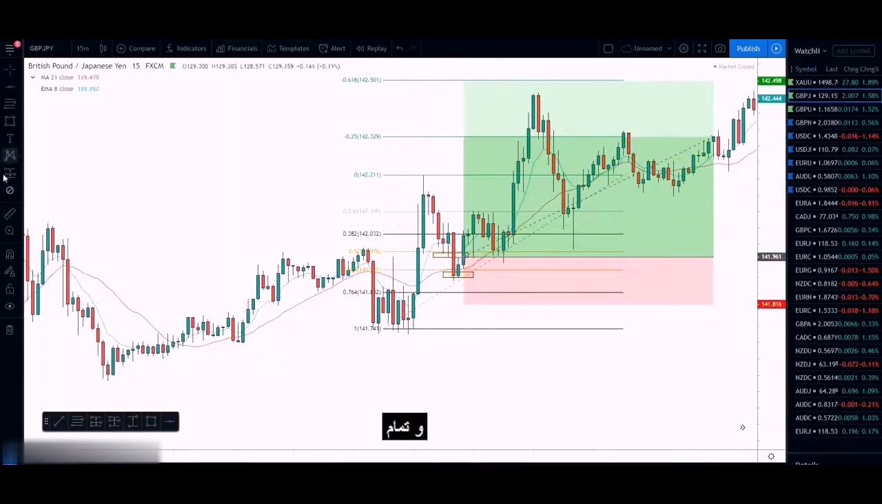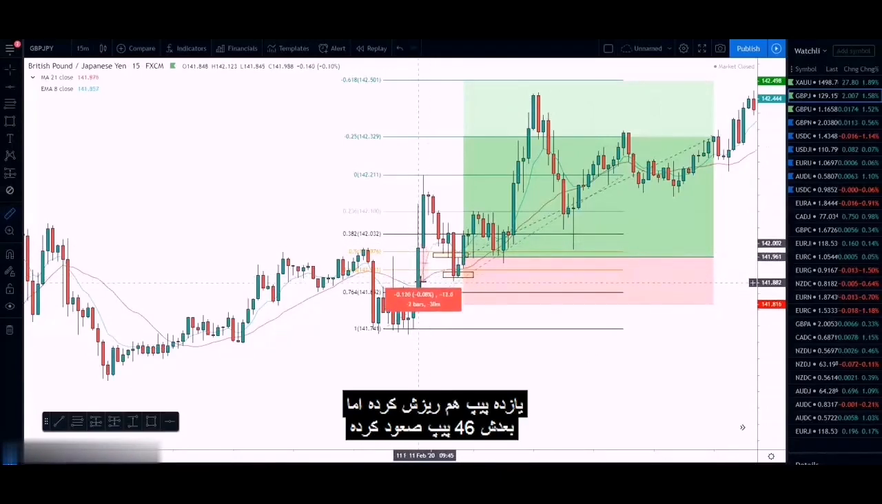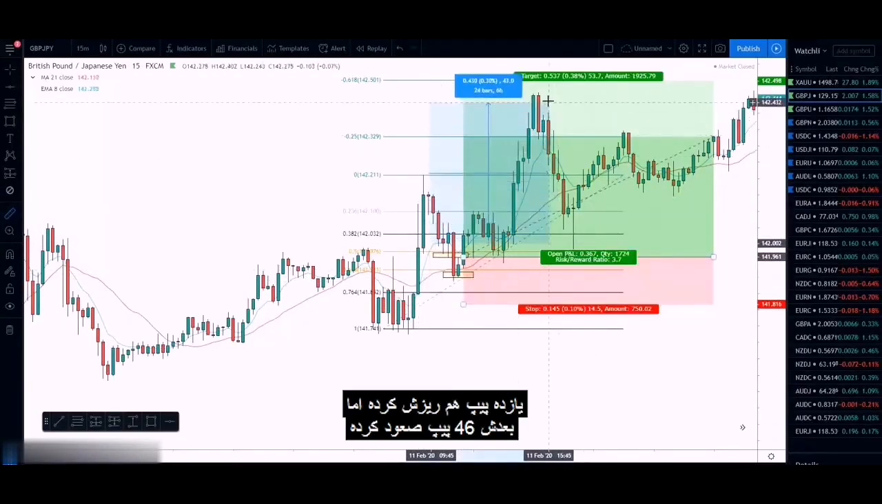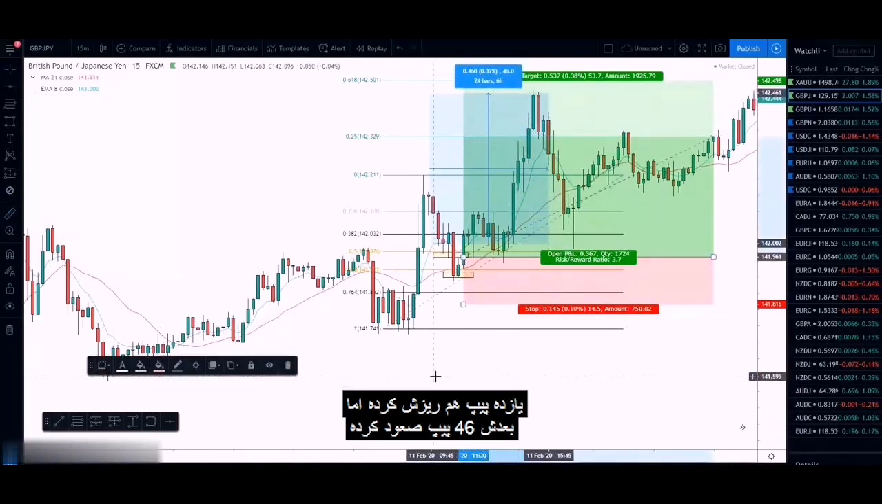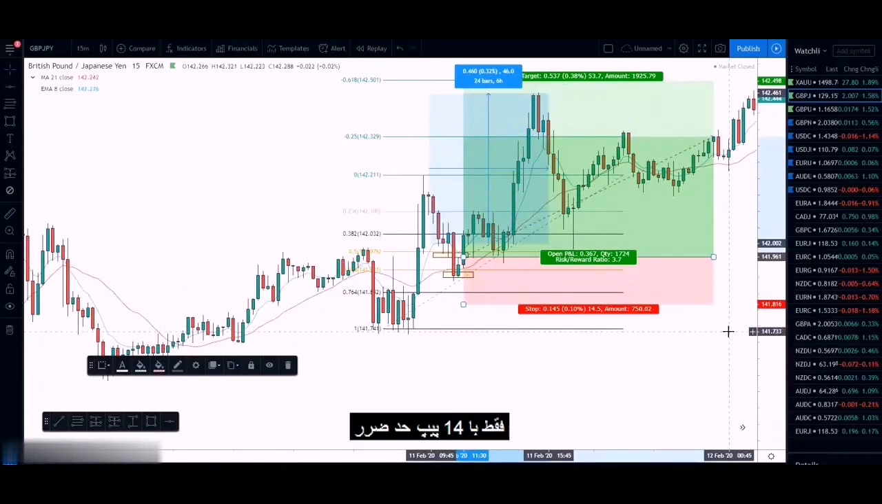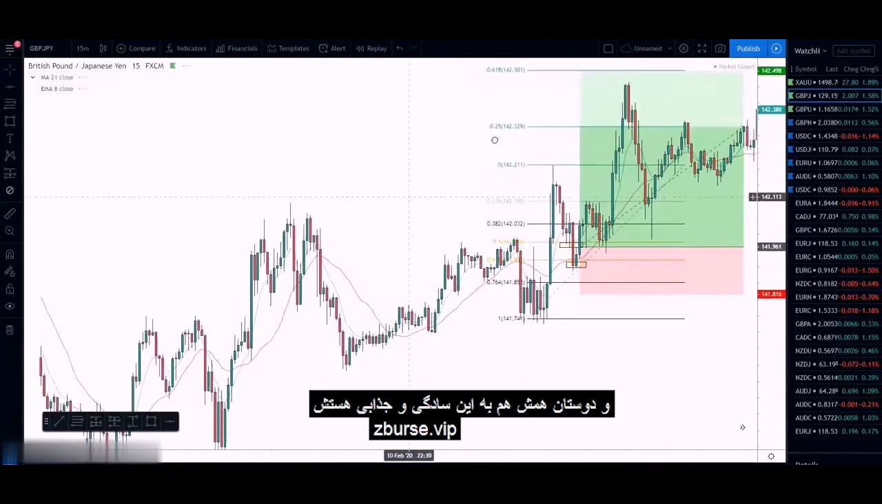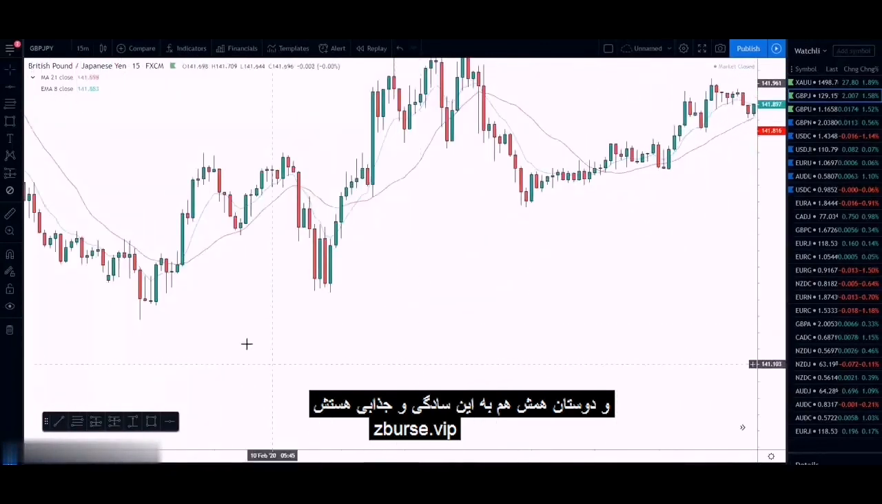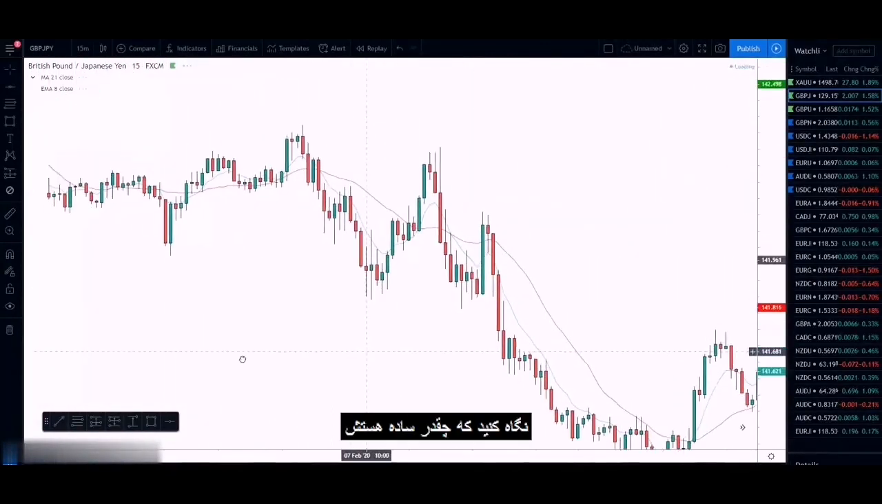Okay? Boom. Entered here. Would have been in about 11 pip drawdown, but then boom, shot up for 46 pips with a 14 pip stop loss. Beautiful. It's just beautiful, guys. It's ridiculous. It is literally so ridiculous.